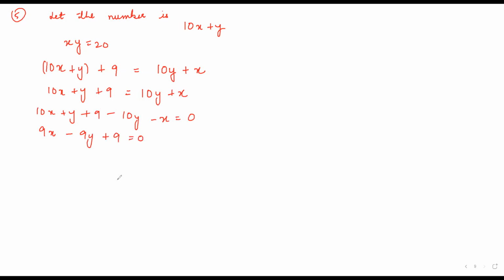So you have two variables, and you can use the method of substitution. This is equation number 1, this is equation number 2. From 1, you can write x is equal to 20 divided by y. Then put this value here. So 9 into 20 divided by y minus 9y plus 9 is equal to 0.